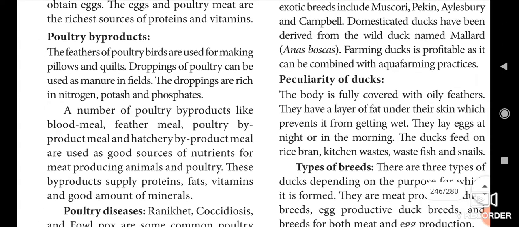Next, poultry byproducts. What are the byproducts present in poultry? The feathers of poultry birds are used for making pillows and quills. Then droppings of poultry can be used as manure in the field. The droppings are rich in nitrogen, potassium and phosphate.